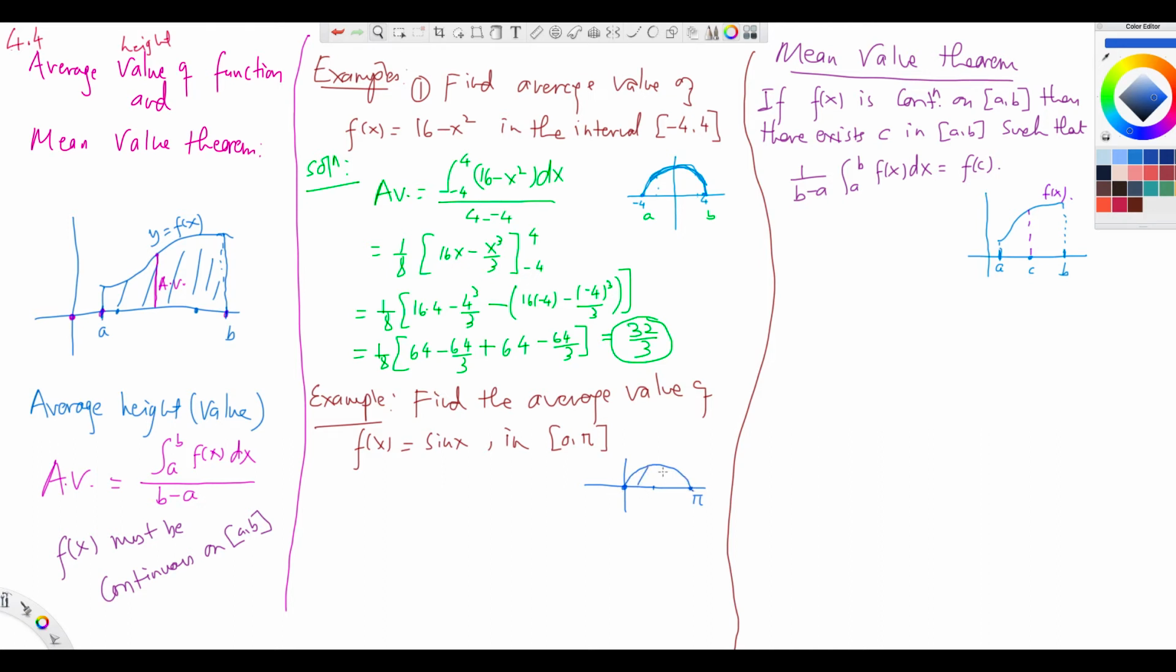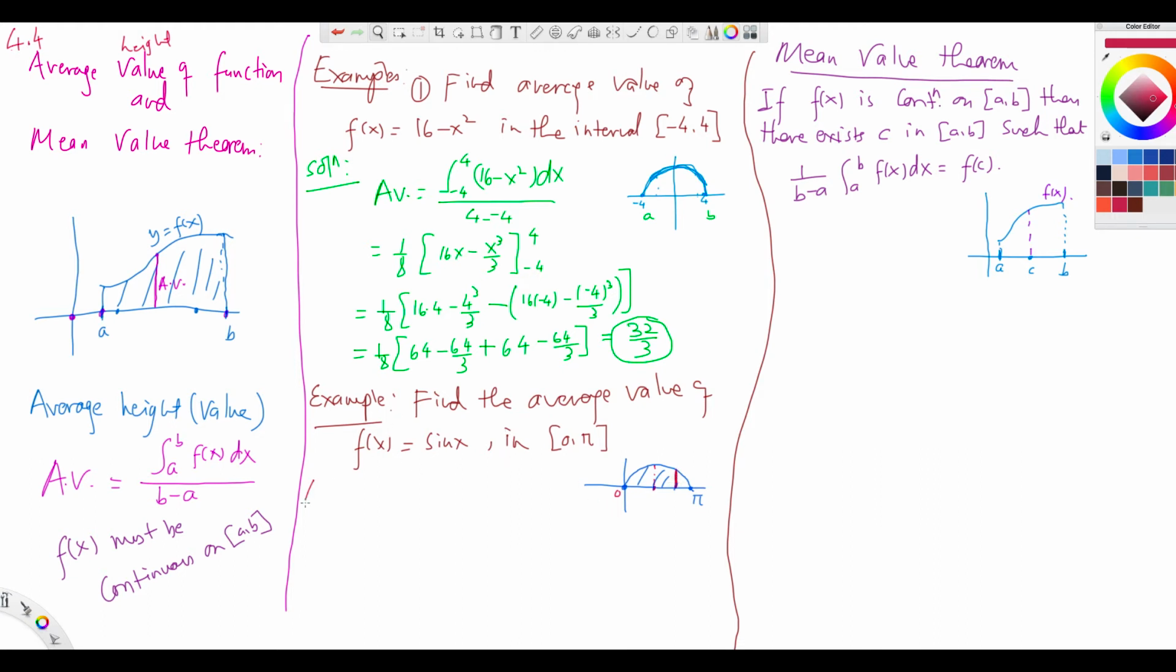Okay, so you want to find out the average height of this. You see that near 0 the height is almost 0, right? Very short. And near pi it is short, and near pi over 2 it is tall, right? So we need to have our average height somewhere between the highest and lowest height. So let's see how much that would be.